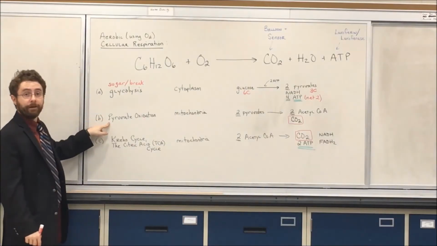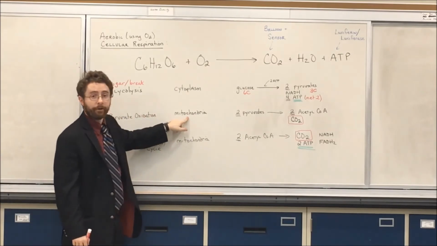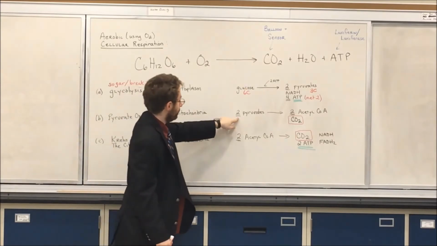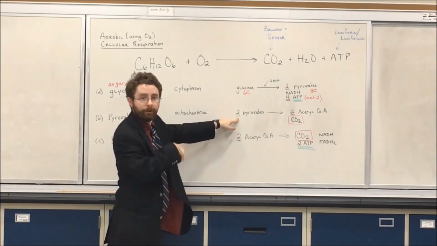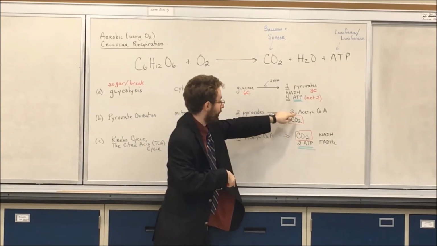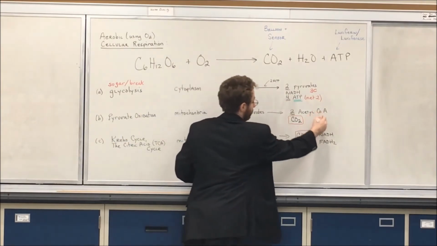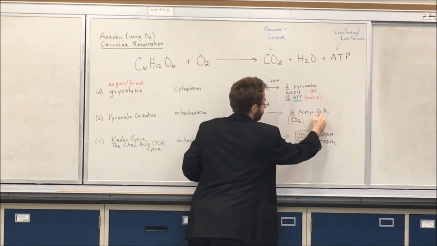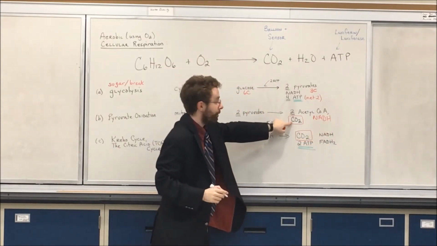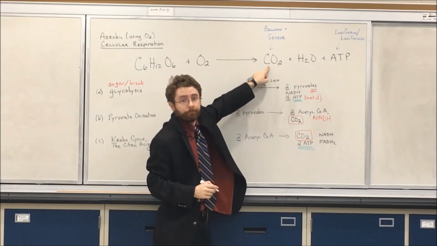The second step is pyruvate oxidation. This occurs in the mitochondria of a eukaryotic cell. And here we take the 2 pyruvates that we made from glycolysis, and they are converted into 2 molecules of acetyl coenzyme A. We also generate, I forgot to write it in, some NADH, those electron carriers, and carbon dioxide, one of the products of respiration.